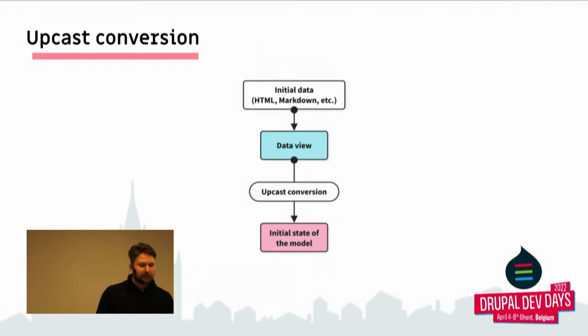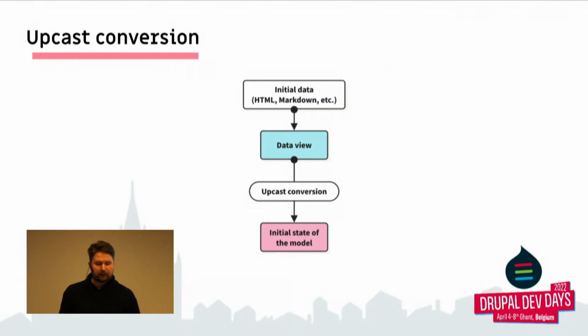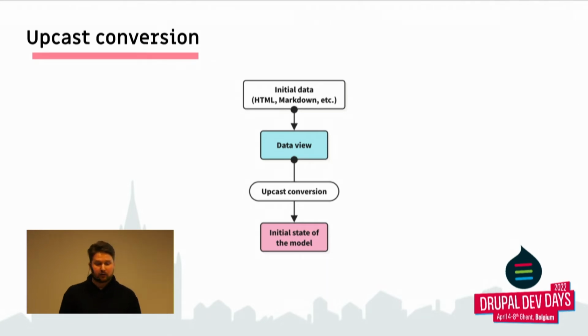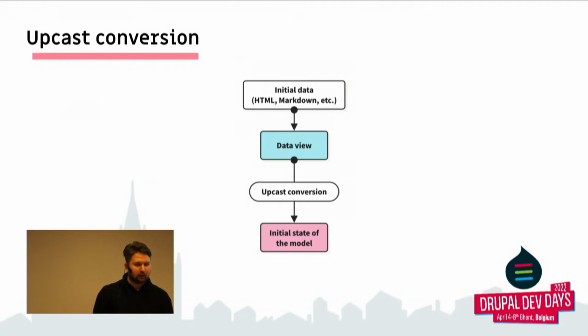So the first thing that we have to figure out is Upcast conversion. When you load data into the editor, a temporary view is created out of that data. The initial data could be HTML or Markdown or something more complex than that, and the view is an abstraction of that raw data. That makes it possible for the plugins to support multiple data sources, so the plugin doesn't specifically have to know about Markdown or HTML.